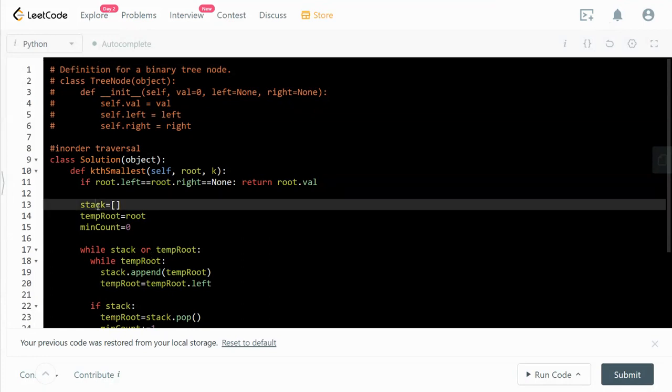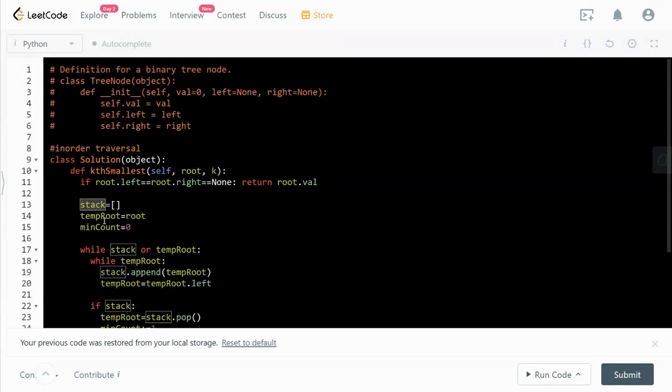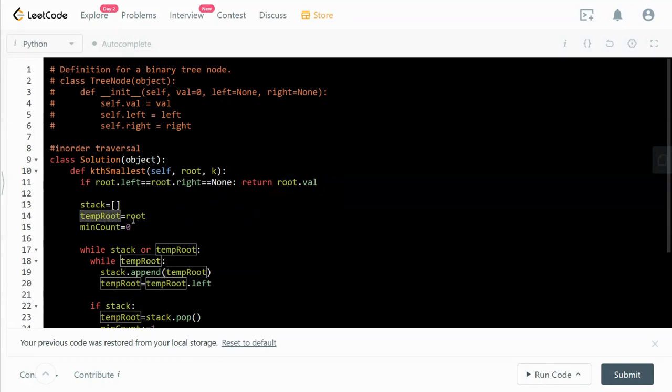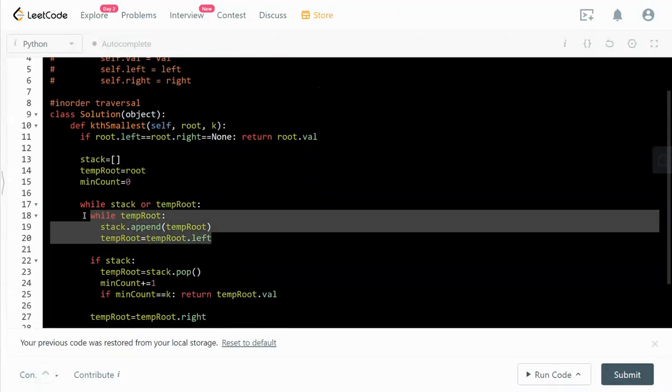First we have a stack that will keep track of the nodes that we are working on, with the temp root, and we initialize the temp root as the current root, and also the minimum count. The first minimum count will be the smallest number. The second minimum count will point to the second smallest number, because we need the kth smallest number. When this is equal to k, this is where we're going to return.